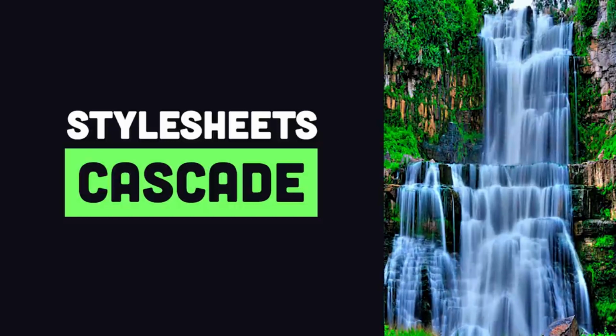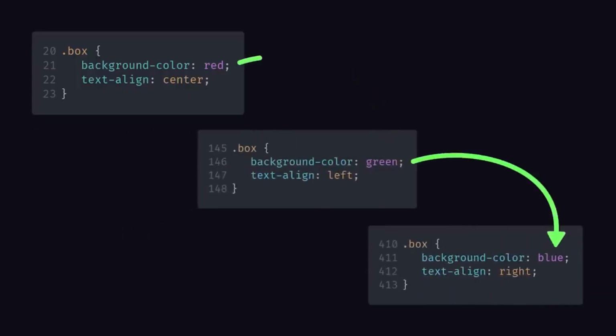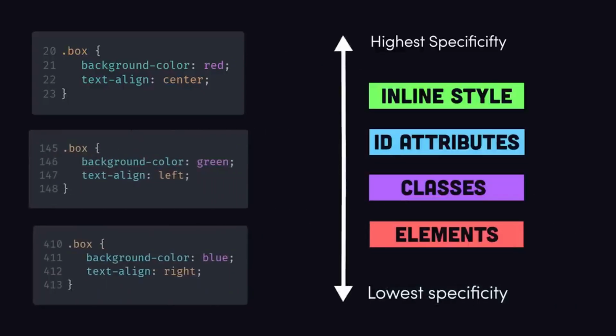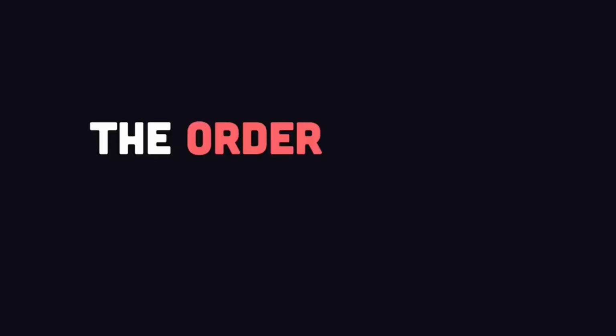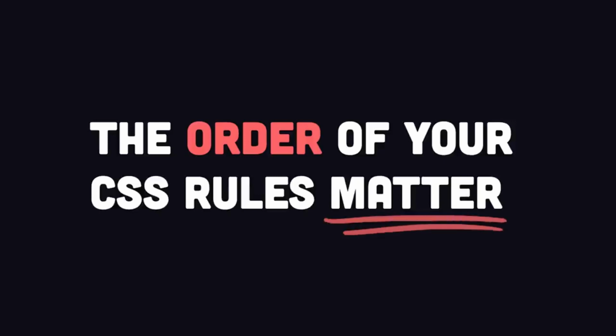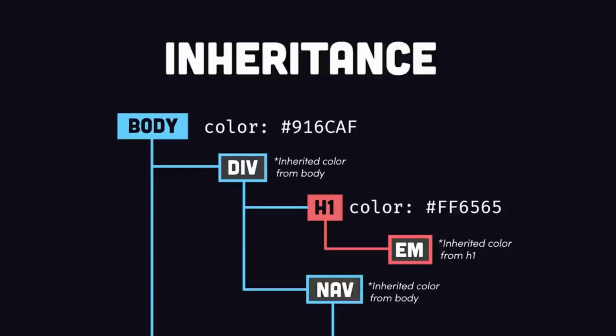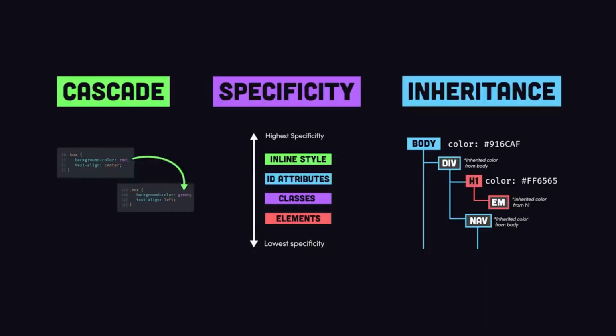A style sheet might contain multiple rules that apply to the same element. This creates a hierarchy, and rules that are more specific will overwrite the rules of their parents. In other words, the order of your CSS rules matters. In addition, some elements will inherit the styles of their parent, but others will not. Ultimately, the browser uses the concepts of cascade, specificity, and inheritance to control which styles are applied to an element.